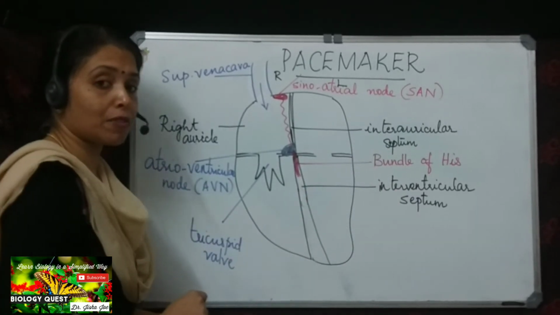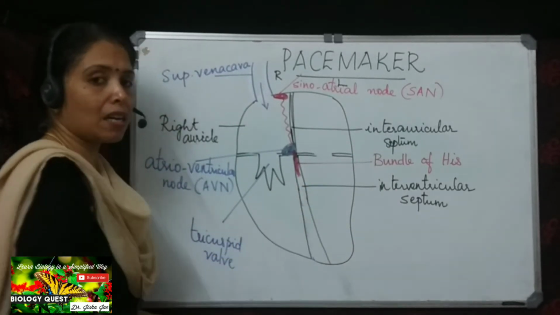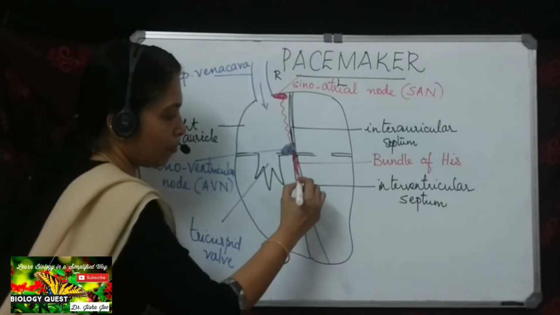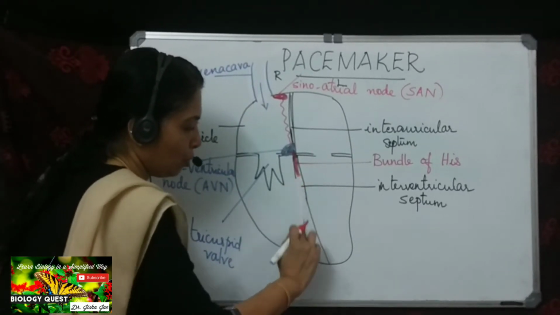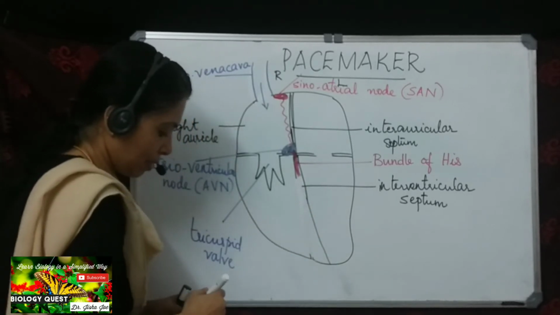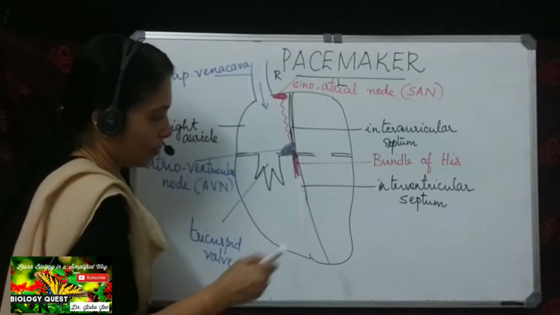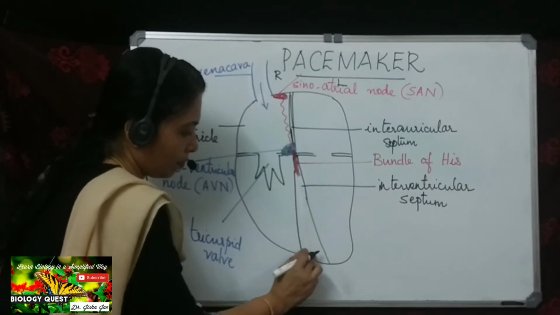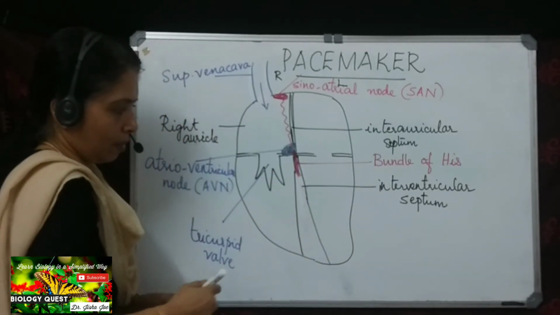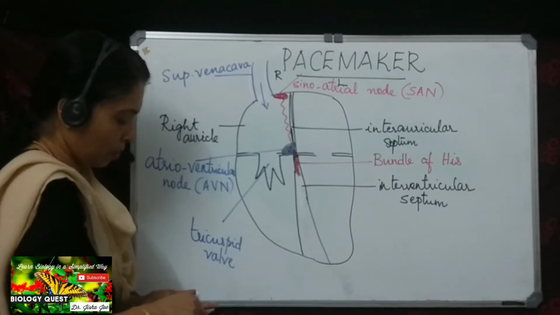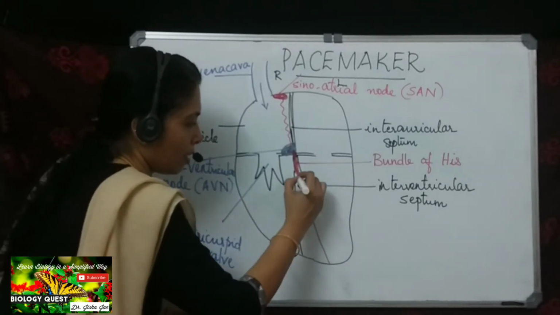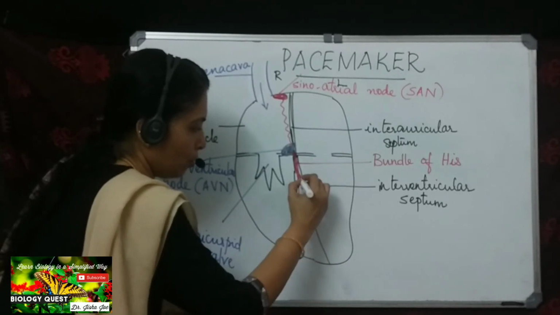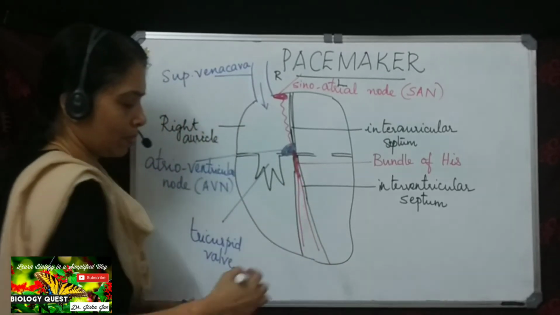Where is the bundle of His present? In the interventricular septum. Now what happens? The bundle of His divides into two branches. I'm just enlarging that septum, so that is the septum. That is the interventricular septum. Now the bundle of His divides into two branches. Can you see the two branches?